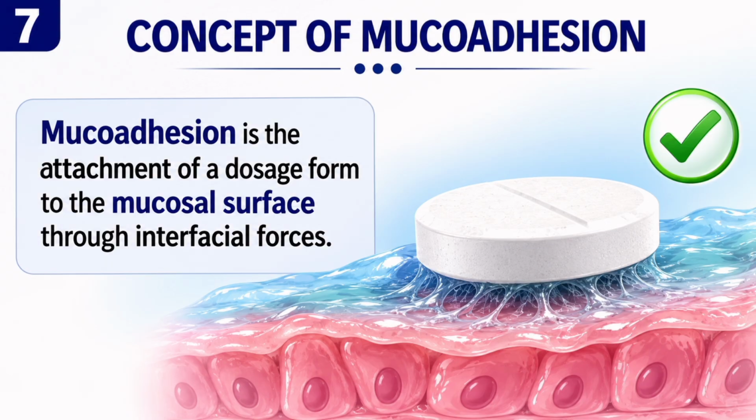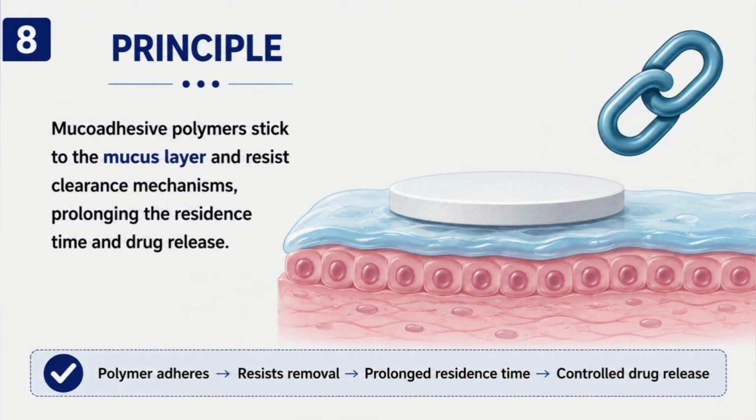Students, imagine shaking hands. If two people stand far apart, they cannot shake hands. First they must come close, right? Similarly, the polymers and the mucus must establish close contact before significant adhesive interactions develop. So the basic principle is very simple. Mucoadhesive polymers interact with the mucus layer and resist rapid removal.